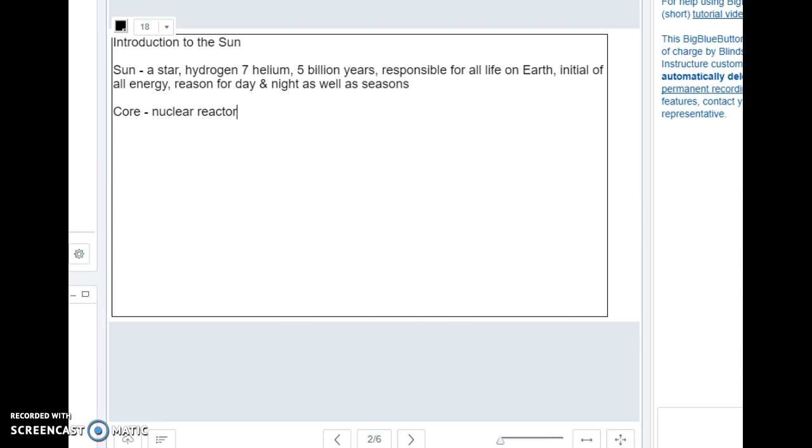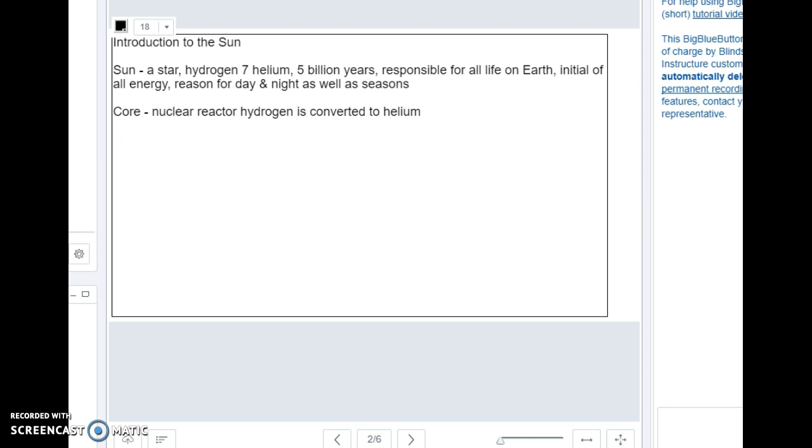It is where hydrogen is converted to helium. So within the core, we've got hydrogen being converted to helium. All right, so like I said, you'll talk about the different layers today in your lesson, but you did talk about the core on Friday.